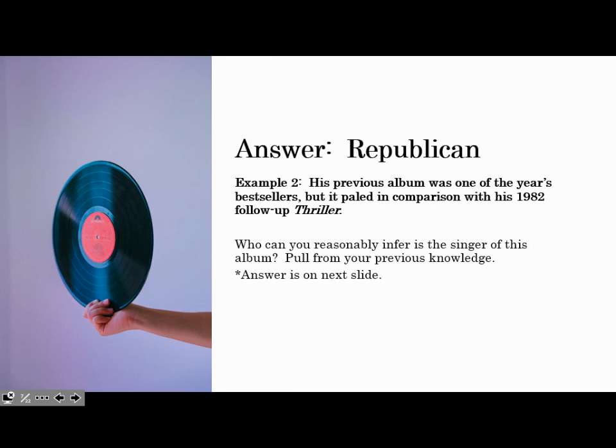So here is our second example. His previous album was one of the year's bestsellers, but it paled in comparison with his 1982 follow-up thriller. Who can you reasonably infer is the singer of this album? Pull from your previous knowledge. Well, this one for me has two clues. The first is the title Thriller. I know that that is a Michael Jackson song. The other thing that I see is the 1982. That is the time when Michael Jackson was a top artist. So my answer then is going to be Michael Jackson.